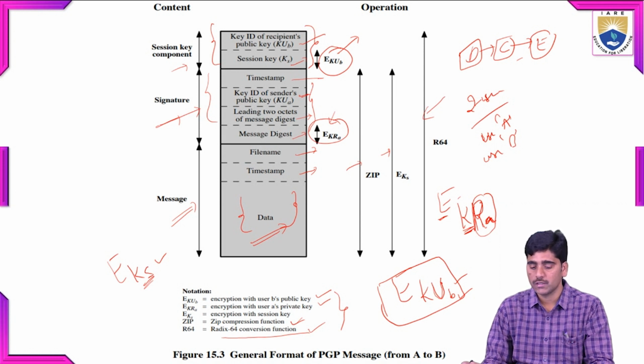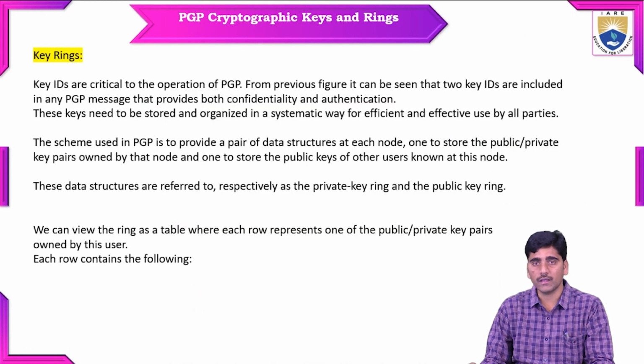So this is the overview of the general format of a PGP message that contains the user's ID, user key IDs, public key ID, private key ID, the file name, what the message actually contains, what process is applied for compression, and what process is applied for encryption. Everything we have seen here in this diagram.